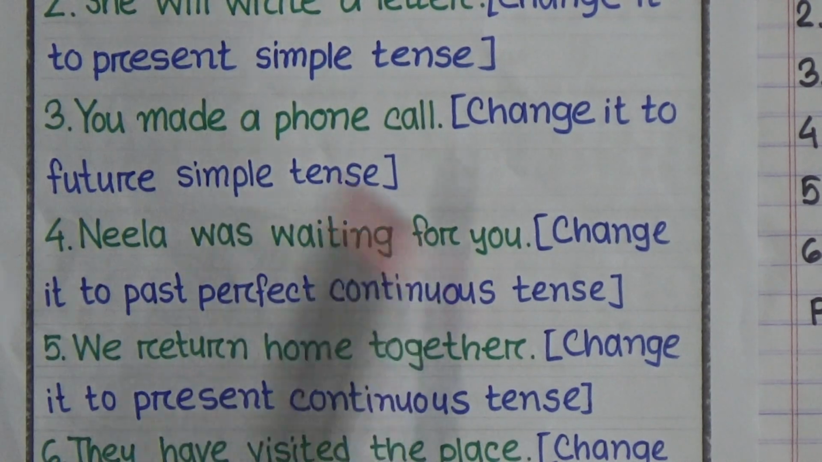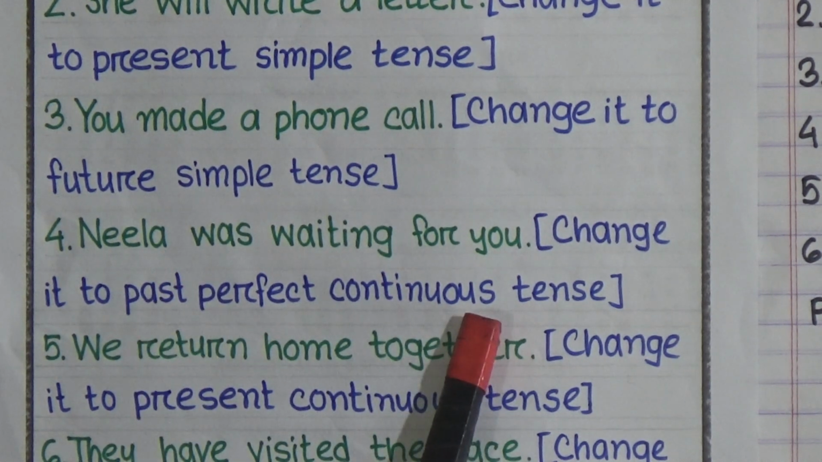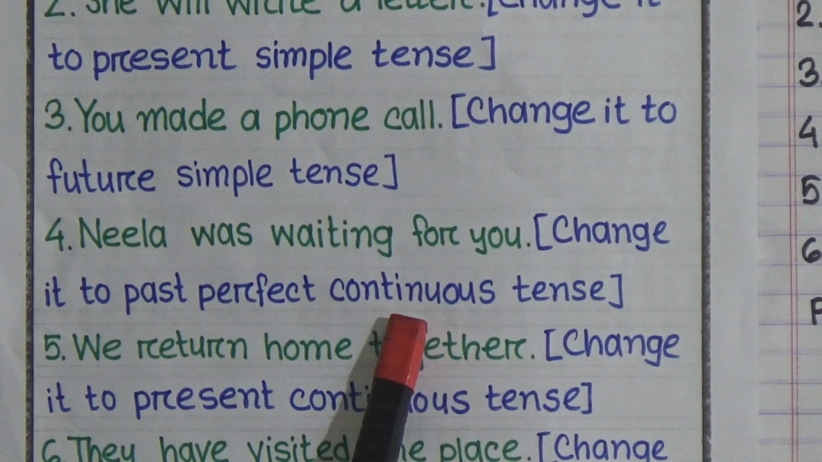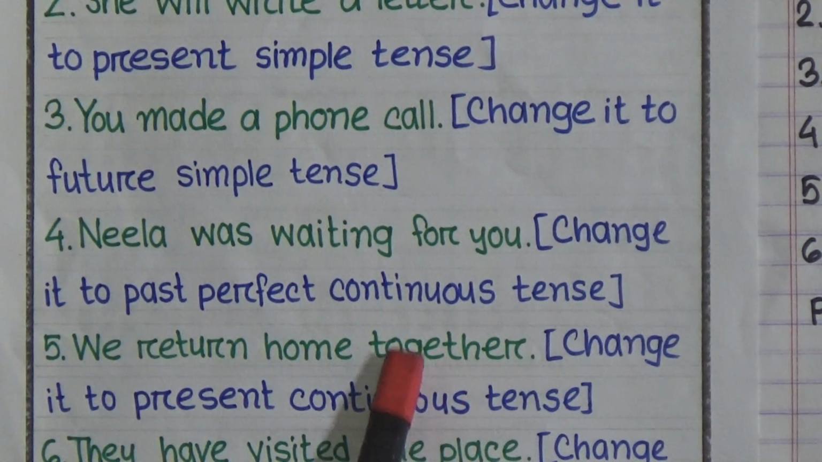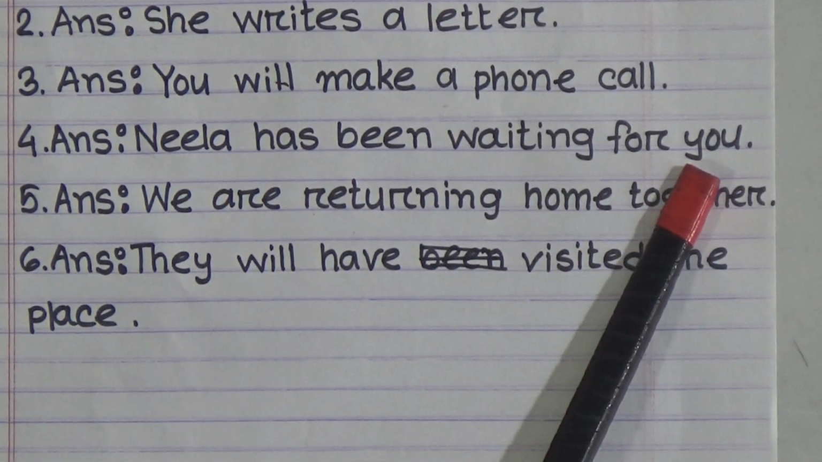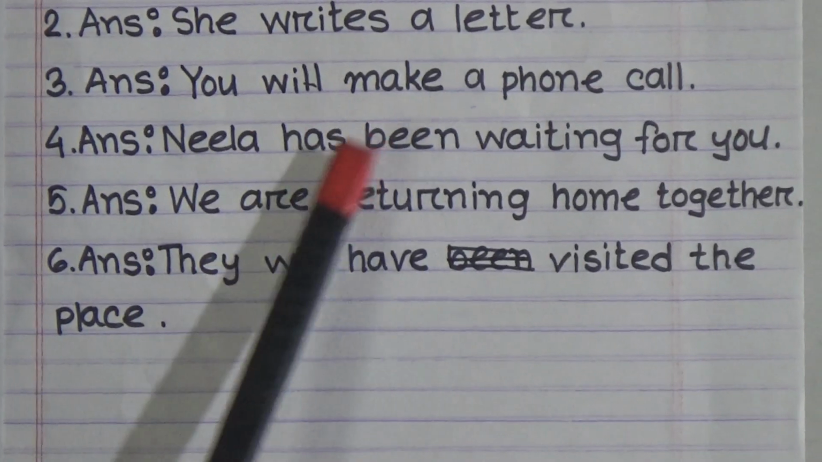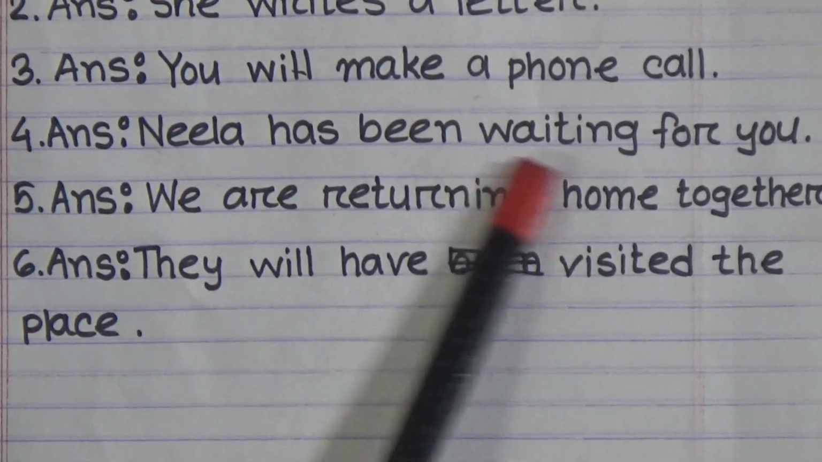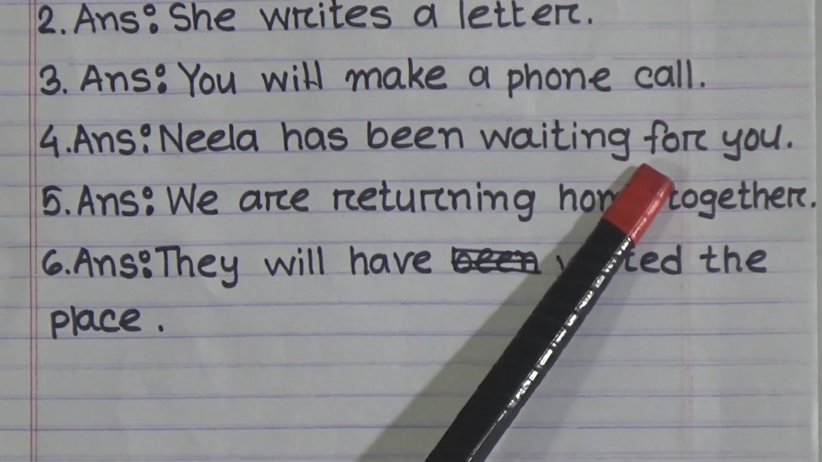So we have to change this sentence to past perfect continuous tense. We know the structure of past perfect continuous tense. First we have to use subject, then we have to use have or has, then been, then ing with the principal verb, then object and then extra. So our sentence is Nila was waiting for you. So we can say like this, Nila has been waiting for you. Here Nila is third person singular number, that's why we can't write have been waiting for you. Instead of this we have to choose has. Nila has been waiting for you. This is the structure of present perfect continuous tense.